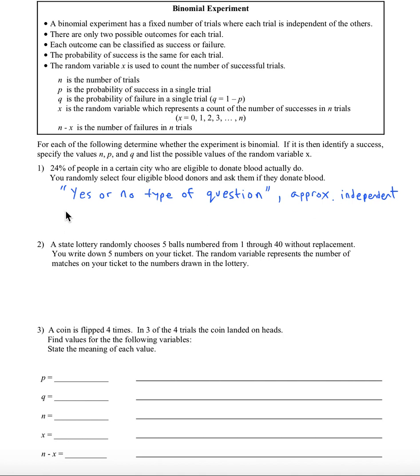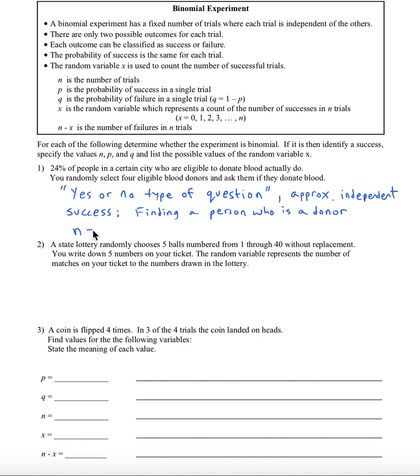And yeah, so what's a success? Finding a person who is a donor. Okay, now let's figure out what the values of n, p, q, and x could be.